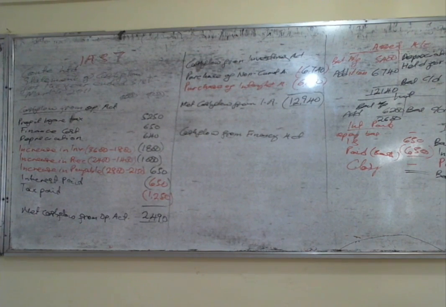Any other question? Then let's go to the last question. Cash flow from financing activity. That one comes from the equity and the long-term liability. So let's check that section. The equity section in the statement of financial position.